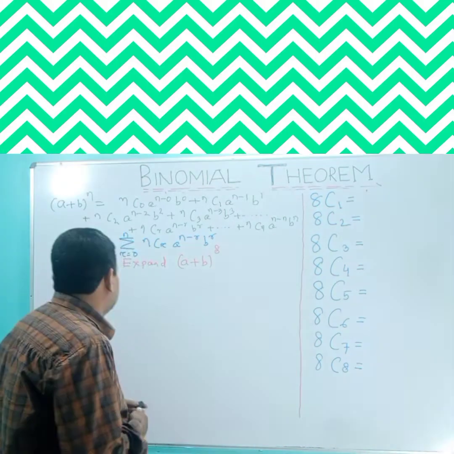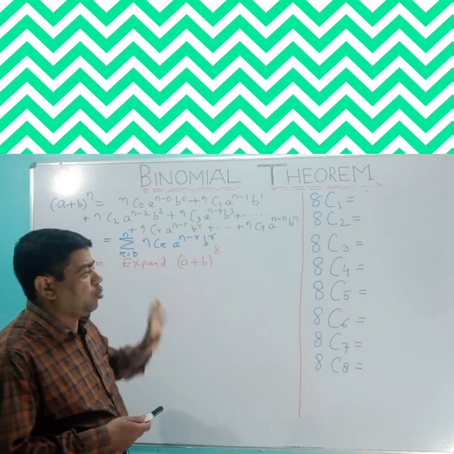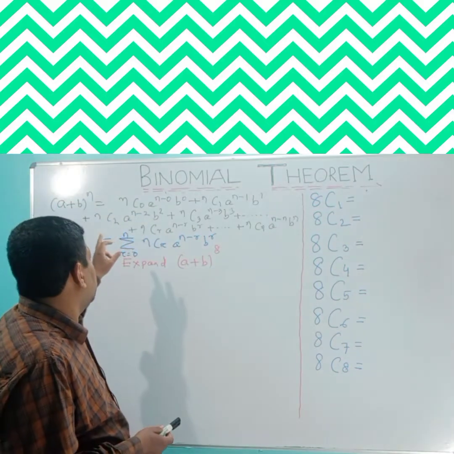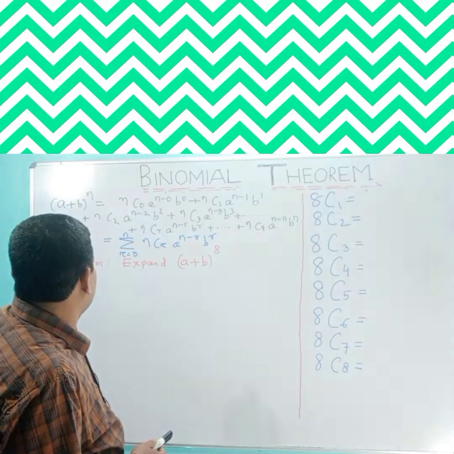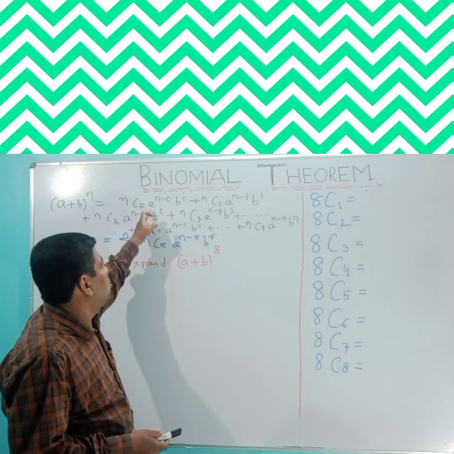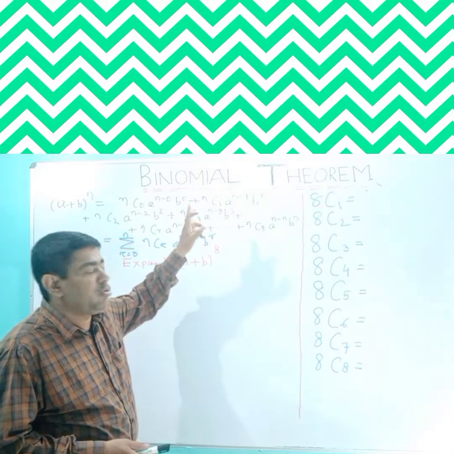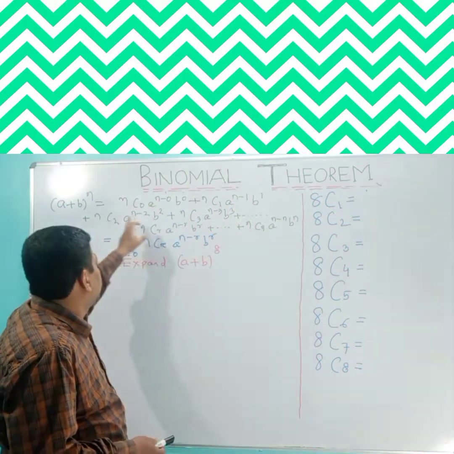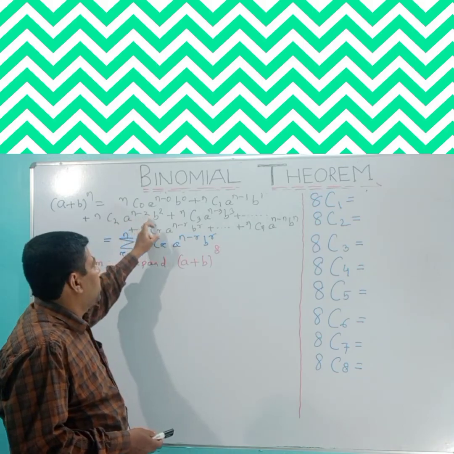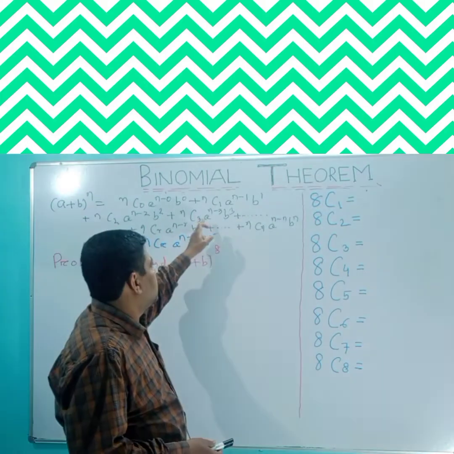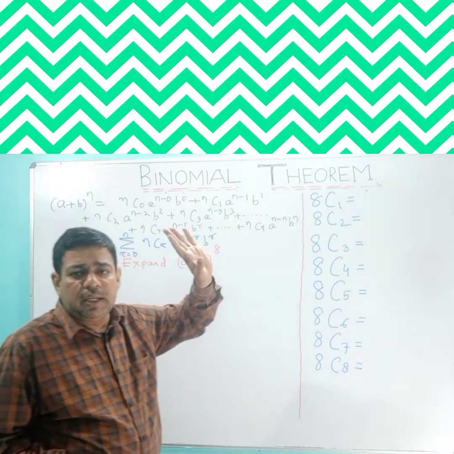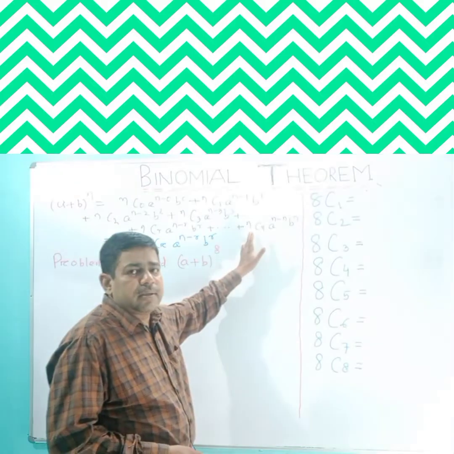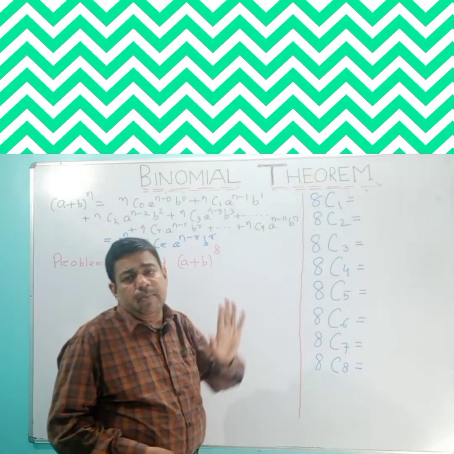Okay, listen, here we have to expand a plus b whole to the power 8, and in the previous class we already discussed the general formula of the binomial theorem. a plus b whole to the power n is nC0 a to the power n minus 0 b to the power 0, plus nC1 a to the power n minus 1 b to the power 1, plus nC2 a to the power n minus 2 b to the power 2, plus nC3 a to the power n minus 3 b to the power 3, plus up to nCr a to the power n minus r b to the power r, plus nCn a to the power n minus n b to the power n.